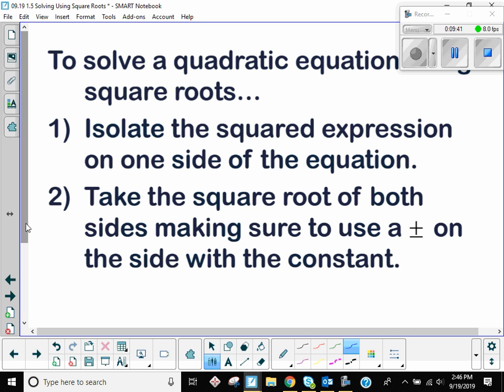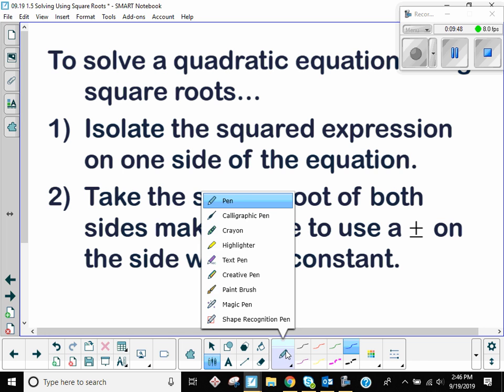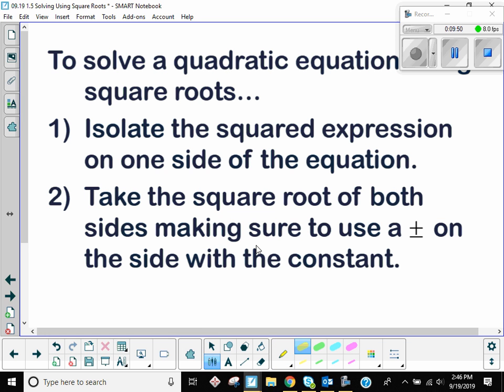All right, so to solve a quadratic equation using square roots, it looks like lots and lots of words, but it's basic ideas that you already understand. For example, step 1 says isolate the squared expression, okay? So you have to isolate whatever it is that has the power of 2. The second thing, once you do that, then you take the square root of both sides. Don't forget your plus or minus on the constant. Whatever's on that right-hand side gets a plus or minus.